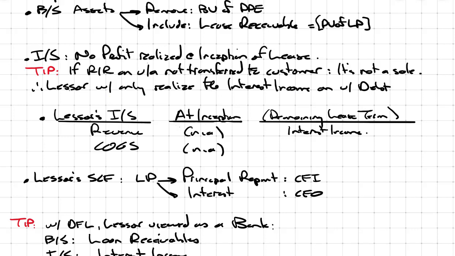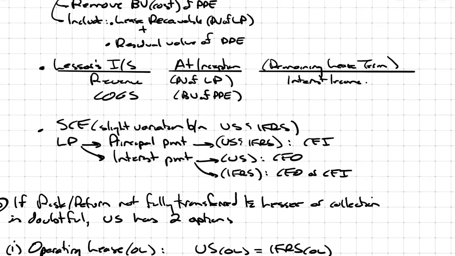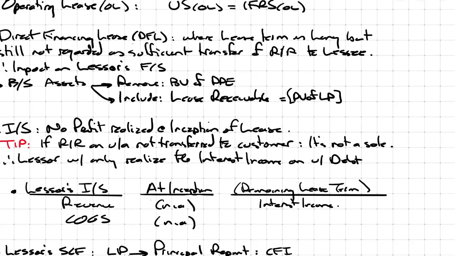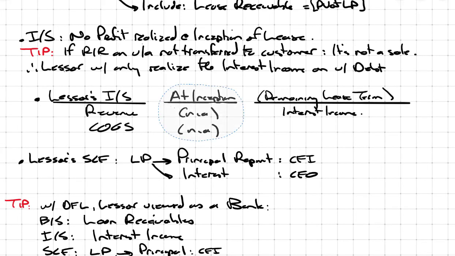So if we look at the income statement before, right there, under finance lease, they were allowed to record it as a sale. Under the direct finance lease, there we go. At inception, no such thing. You are not allowed to recognize revenue or the cost of goods sold, okay? Instead, you're only allowed to recognize the interest income on the loan that the lessor holds, okay?